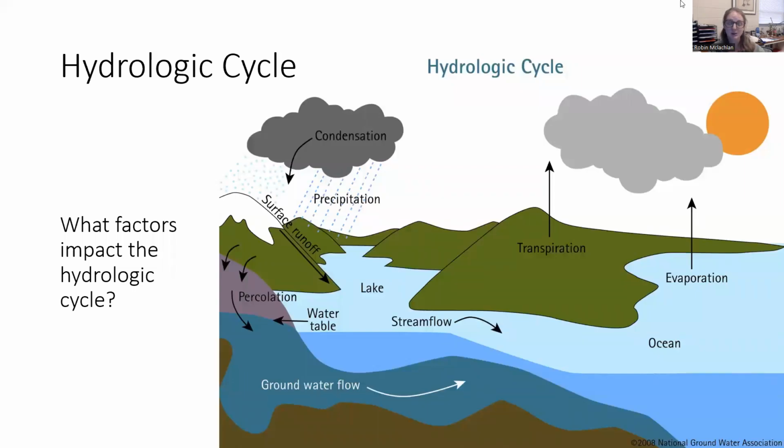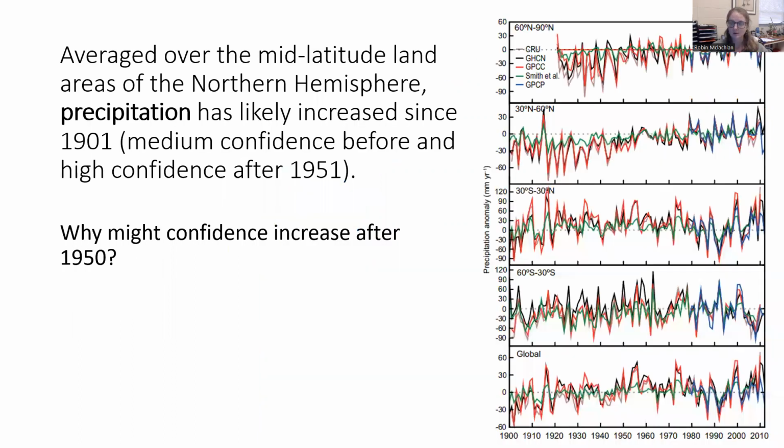Right, we've talked a lot about temperature, but as we know, climate change is so much more than just global warming. It also affects our hydrologic cycle, right, where water goes on our planet. So what factors impact the hydrologic cycle? Well, it depends on the temperature, on wind, on precipitation, all that good stuff.